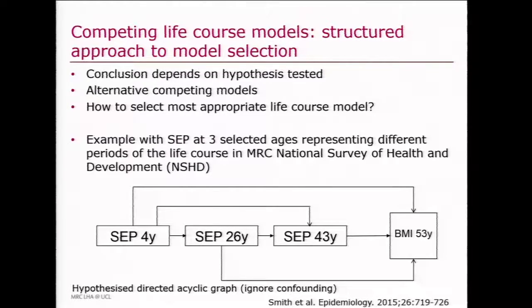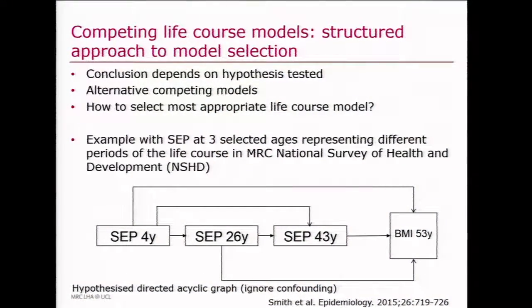So where this came from was that people were testing this accumulation of disadvantage across the life course. But what we showed was that if you test accumulation, you say that accumulation fits the data. Whereas actually with the same model or the same data, it might actually be that it's only one time point that's actually driving that association. So your a priori hypothesis really affects your conclusions. So what we wanted to do was to look at alternative competing models. How do we select the most appropriate life course model?